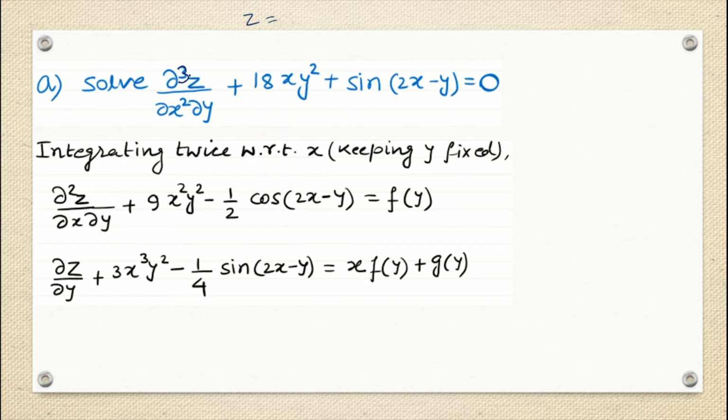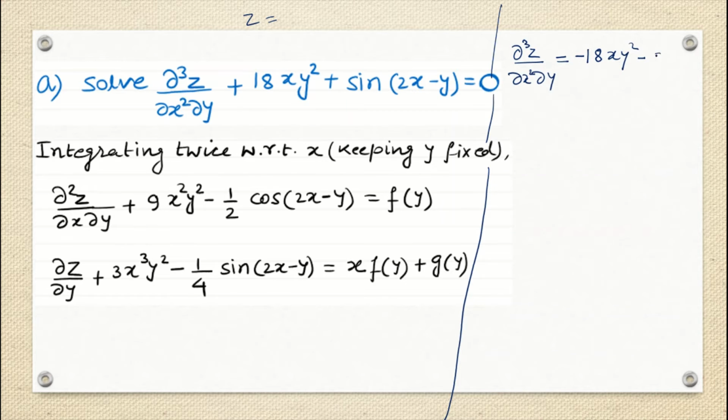And it is totally up to us. If I want to integrate with respect to y first, or with respect to x first, there is no problem in that. I can follow any order. So if I start solving this question, how will I write it down? The very first step will be to integrate this given equation. If I write the equation in this fashion, I will write ∂³z/∂x²∂y equals, because all those functions where partial derivatives are not there, I am taking to the right hand side, −18xy² − sin(2x − y). Right, here I am not doing anything.